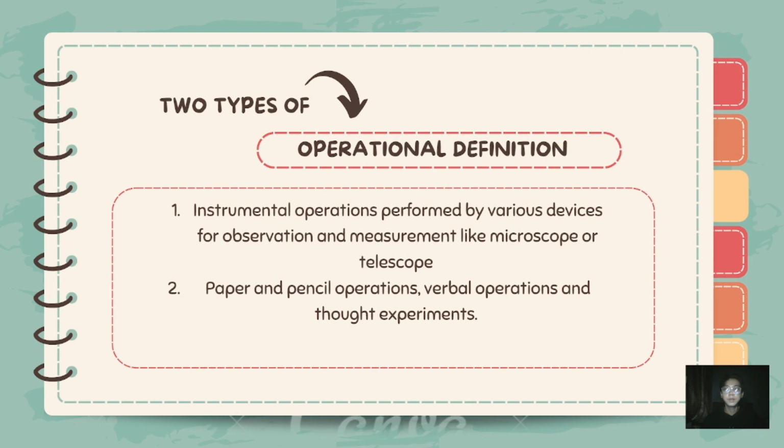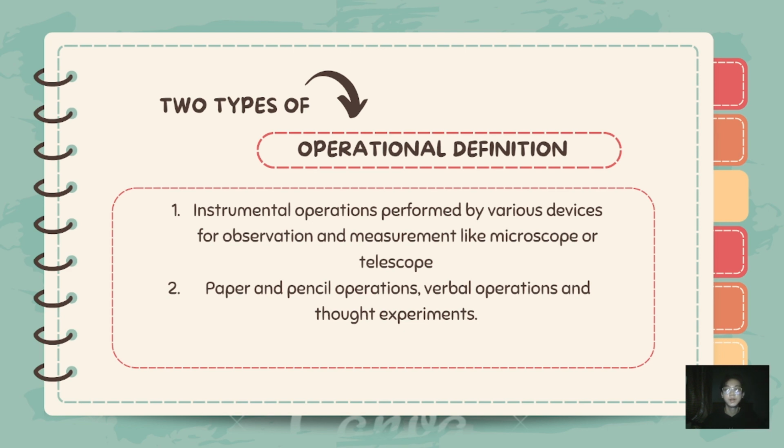The first type, instrumental operations performed by various devices for observation and measurement, like a microscope or telescope. The second type is paper and pencil operations, verbal operations, and thought experiments. So, let's think of an example. Let's think of a magnet.